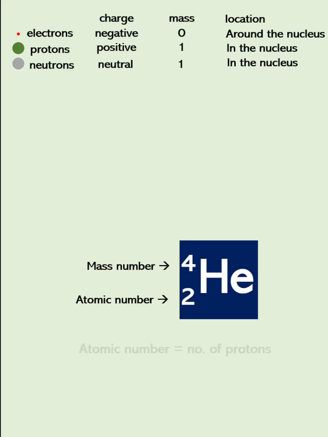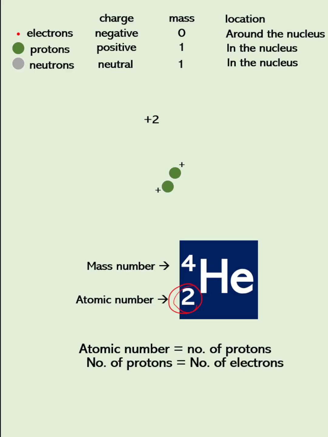The atomic number is equal to the number of protons. So in this case, we have atomic number 2. This means we have 2 protons in this atom. So 2 protons will give a charge of positive 2 because again, each proton has a charge of positive 1. So in this case, we have positive 2 coming from the 2 protons.